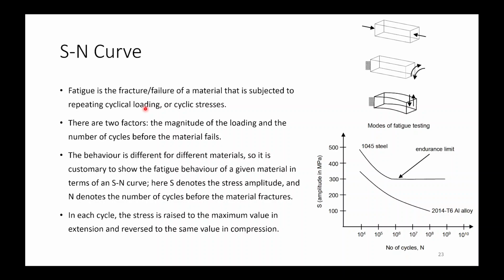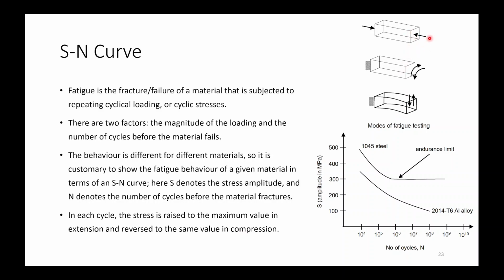Now there are two factors: the magnitude of loading and the number of cycles before the material fails. The behavior is different for different materials, so it is customary to show the fatigue behavior of a given material in terms of an SN curve. Here S denotes the stress amplitude and capital N denotes the number of cycles before the material fractures. In each cycle, the stress is raised to the maximum value in extension and reversed to the same value in compression.